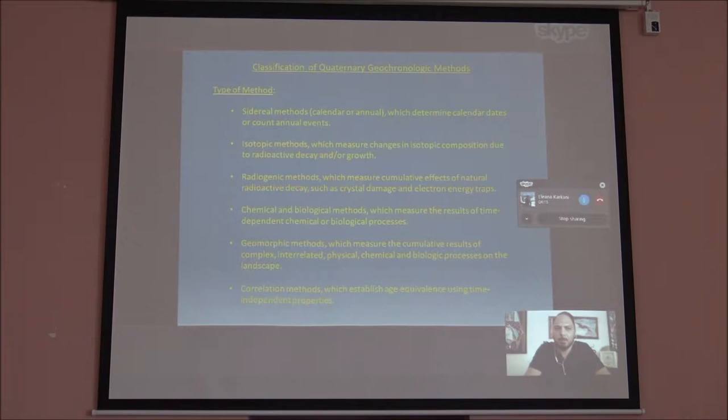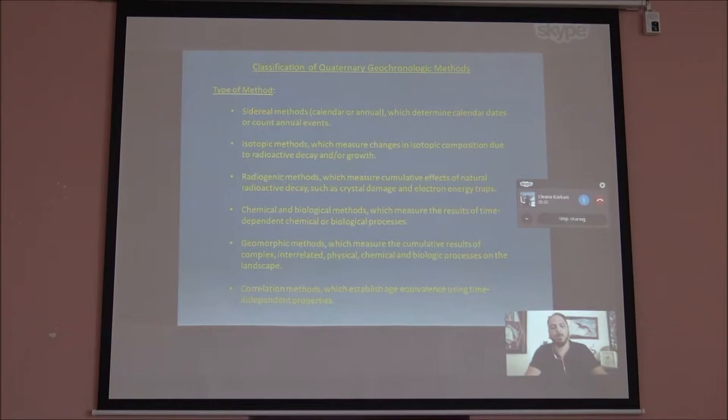Let's talk a little bit about the classification of the quaternary geochronological methods. The first classification is by the type of the method. So we have the sidereal methods, which determine calendar dates or count annual events. We have the isotopic methods, which measure changes in isotopic composition due to radioactive decay or growth. We have the radiogenic methods, which measure cumulative effects of natural radioactive decay, such as crystal damage and electron energy traps. We'll talk about that later. Chemical and biological methods, which measure the results of time-dependent chemical or biological processes. Geomorphic methods, which measure the cumulative results of complex interrelated physical, chemical, and biological processes on the landscape. And correlation methods, which establish age equivalence using time-independent properties.